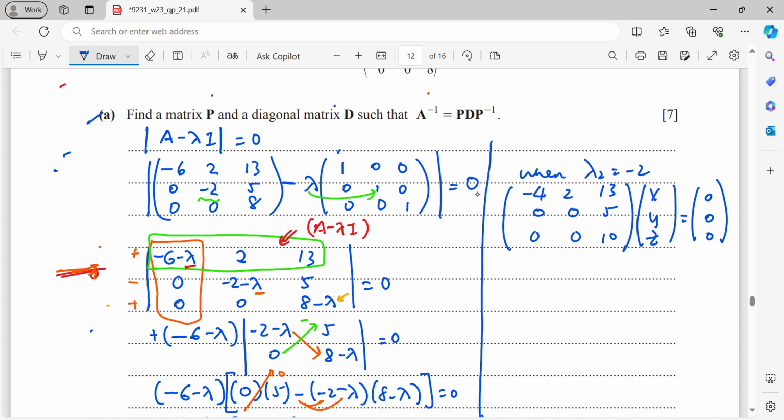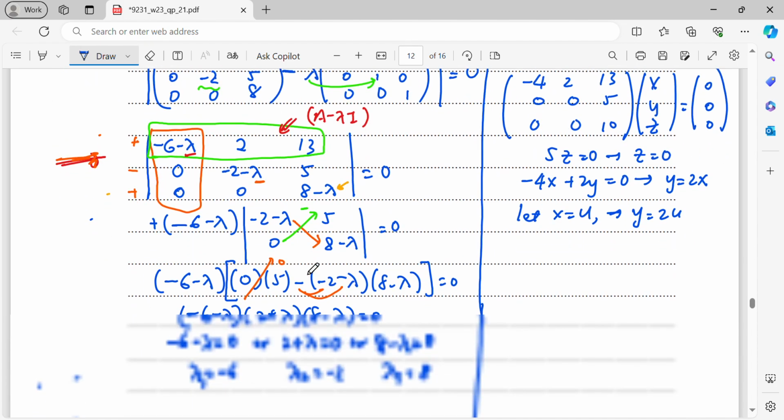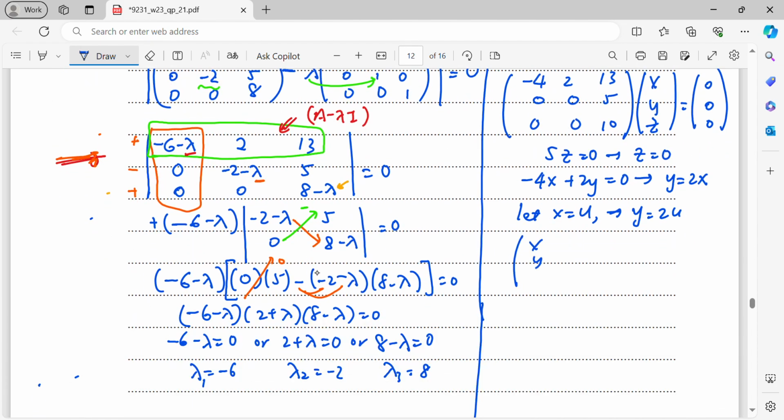Now I refer to the second row. I get 5z equals 0, hence my z is 0. The third row gives the same result. In the first row, minus 4x plus 2y; the z is already 0, so no need to write it. From here, I know that y equals 2x. I let x be u, which means y equals 2u. Then I get my result: x is u, y is 2u, z is 0. So you take out the u, giving 1, 2, 0. That is your E2.